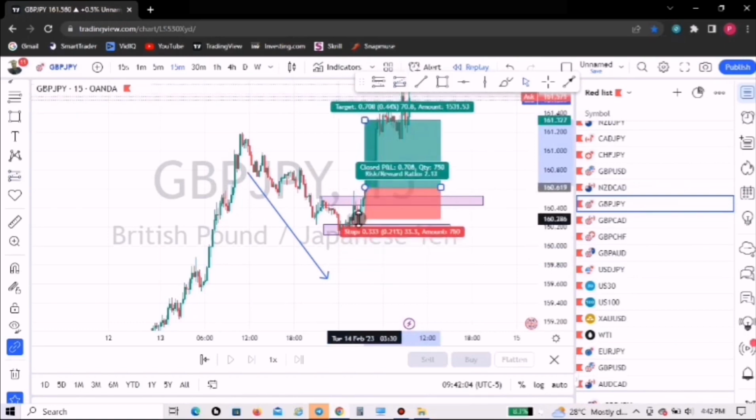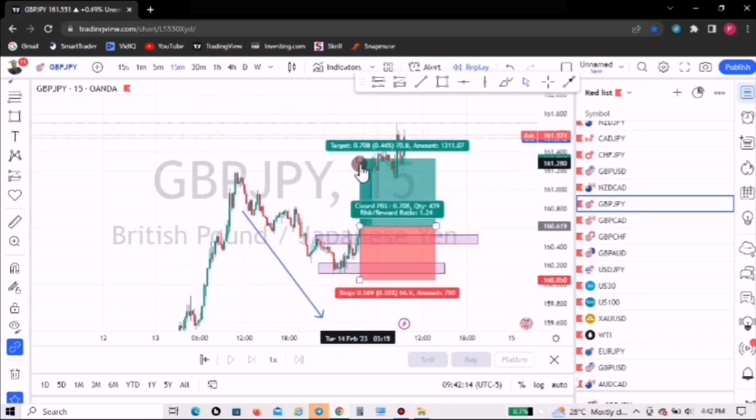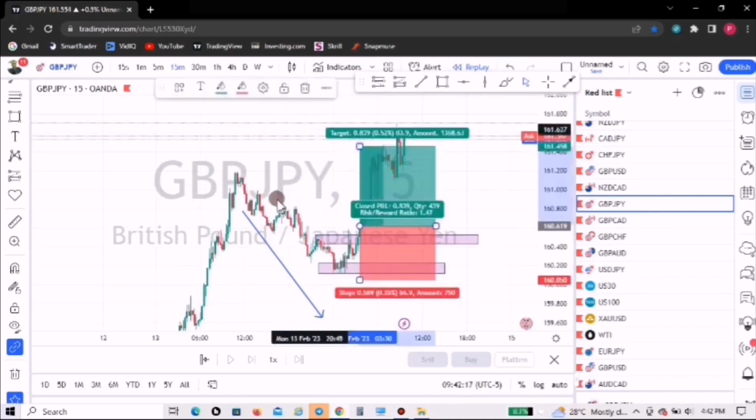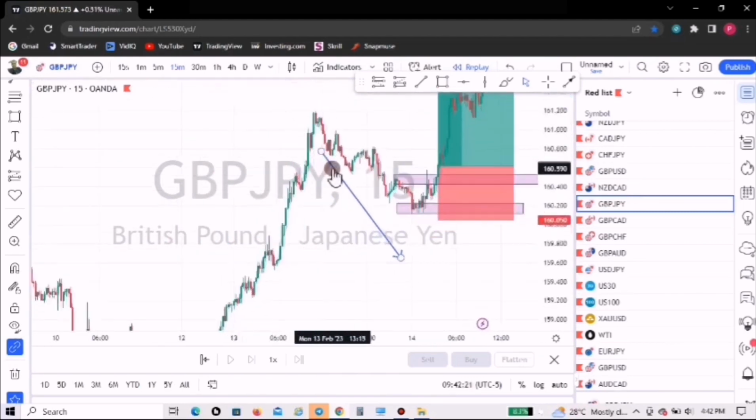Remember, I used to put my stops here. I get stopped out most of the time. So you have your stop loss right there. And then you use your higher time frames for the take profit. Okay, this is how you could have caught that move.